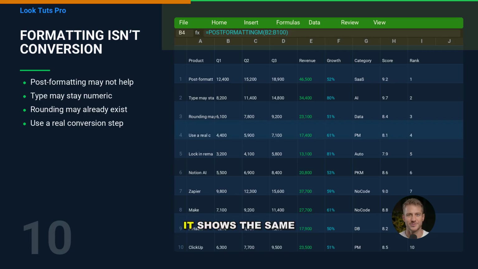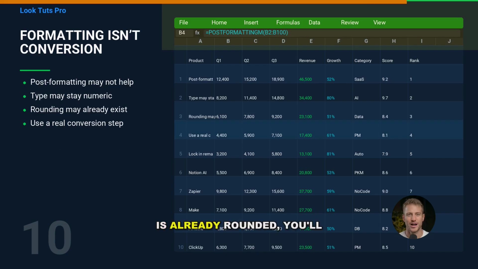In other cases, it shows the same digits, but the underlying type stays numeric. If you truly need to convert existing numeric values into text without scientific notation, you need a conversion step, not just formatting. A straightforward approach is to create a new column that turns the value into text using a text conversion formula, then copy and paste values back.